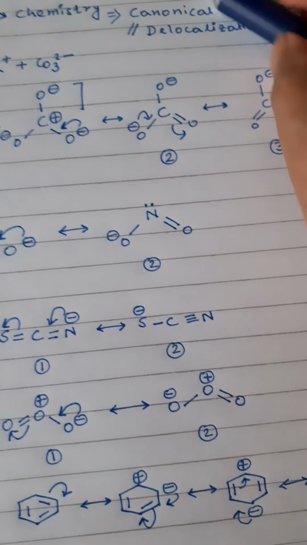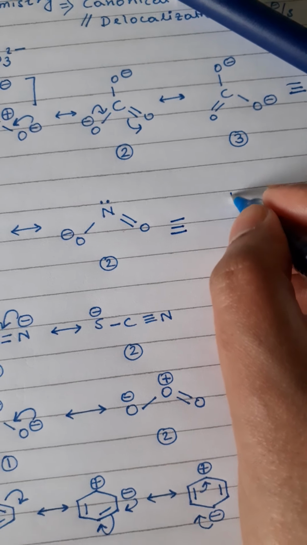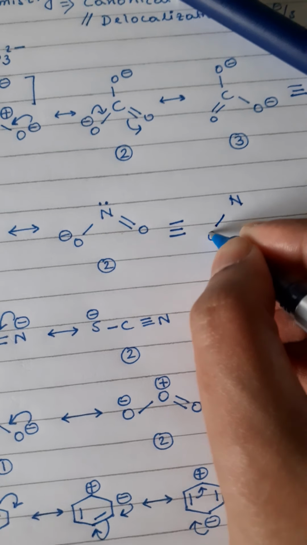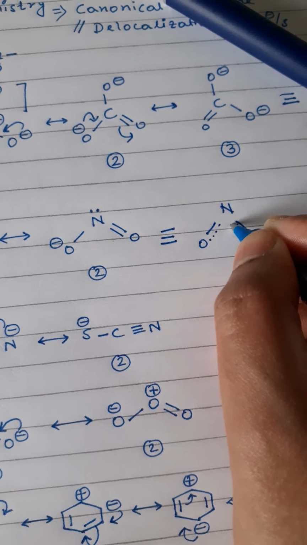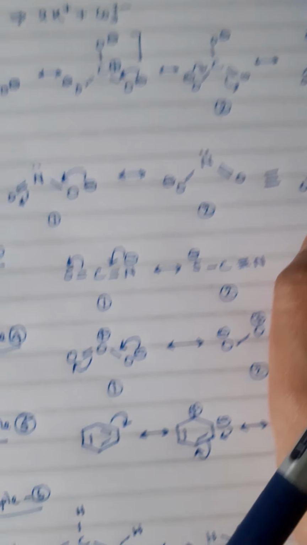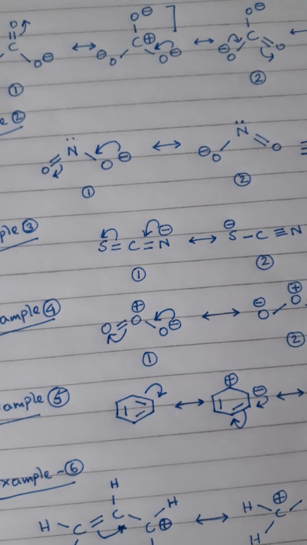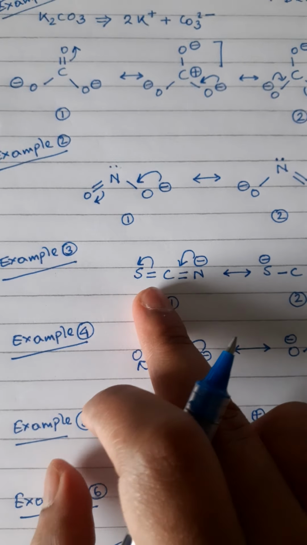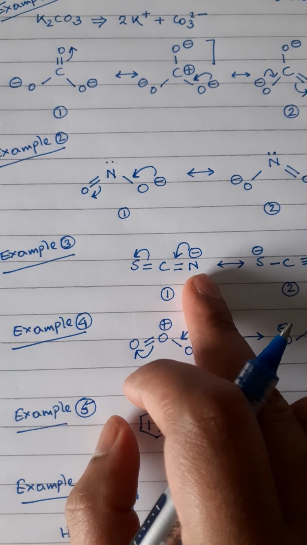You can also write this one: N, and then O, and then O, and this should be like this, right? Then do you know what this is called? This is called the thiocyanate. So thiocyanate is double bond C and double bond N.